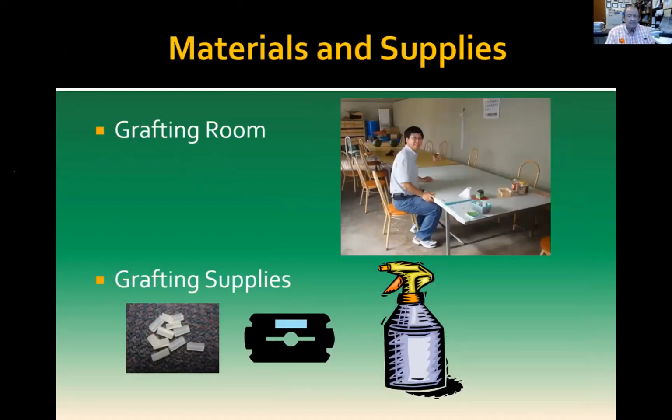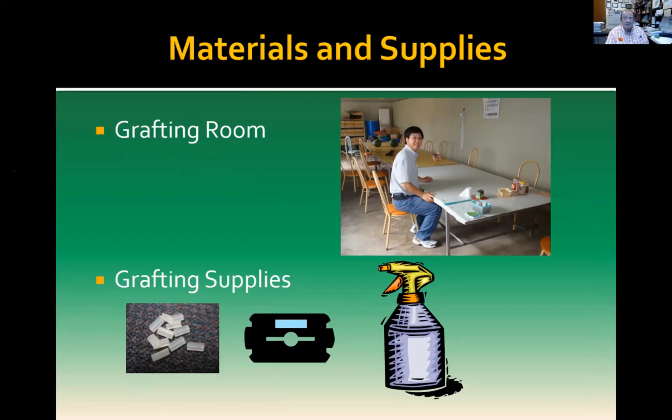Things that you're going to need for materials to do grafting. You're going to need a grafting room. This can be any room besides a greenhouse. You don't want to graft inside the greenhouse itself. Those are usually very hot or fluctuating in temperature. You need to have a room that is relatively cool. 60 to 70 degrees Fahrenheit is probably your ideal temperature for a grafting room.